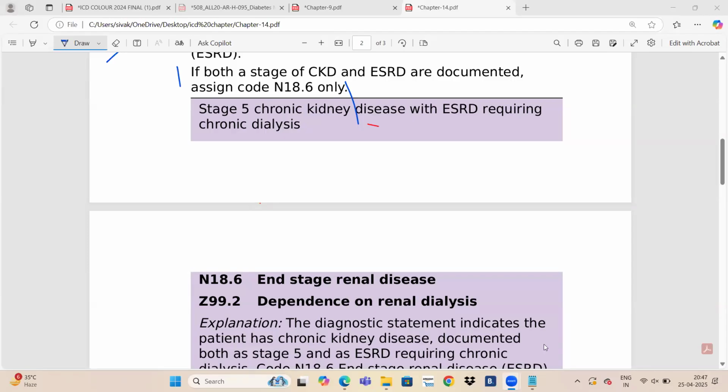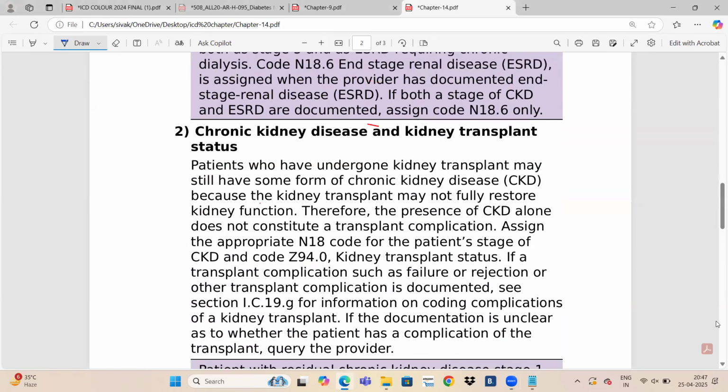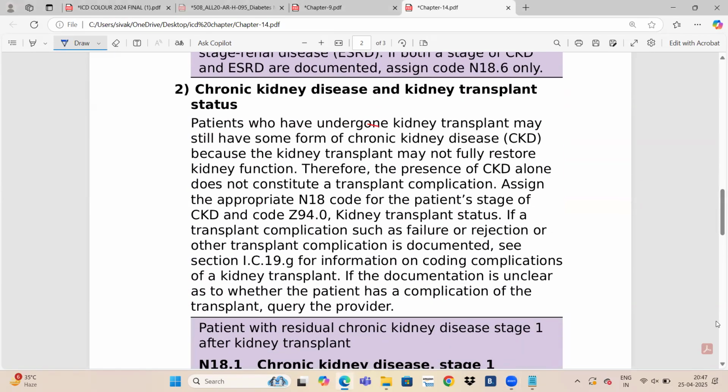Clear? Yes. Then chronic kidney disease and kidney transplant status. Suppose a patient has CKD and has undergone transplantation. After the transplantation, the patient still has CKD. Can we consider it a transplant complication or not?